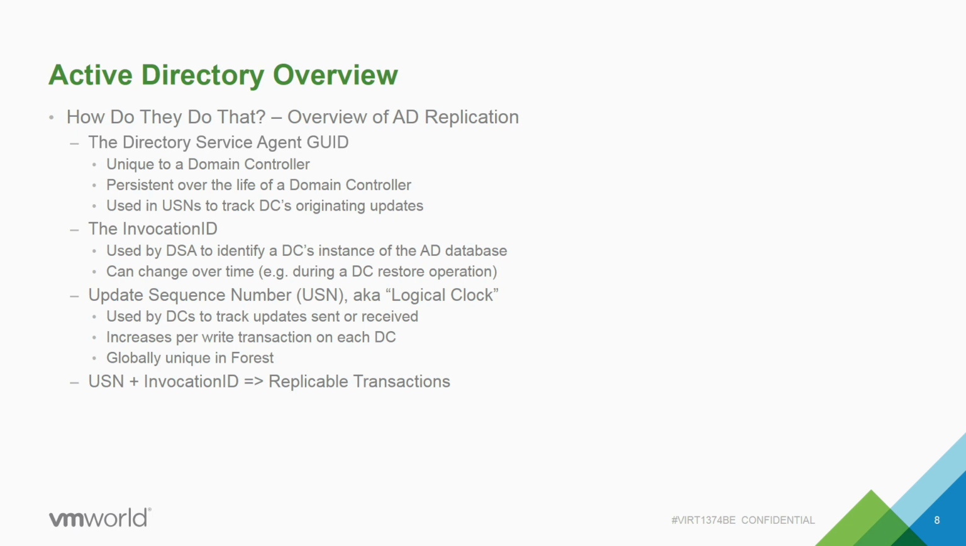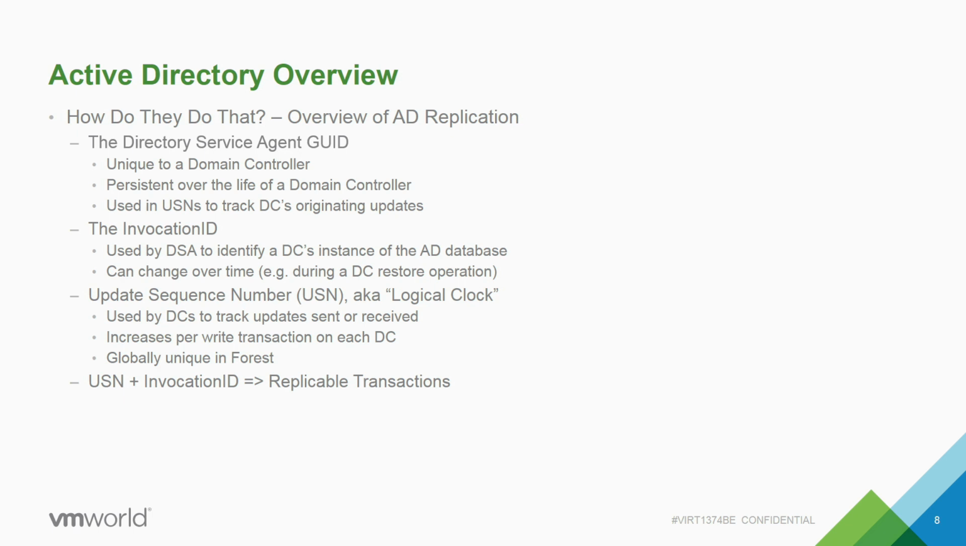Prior to Windows 2012, this is usually the way things are. You have the DSA GUID, Directory Services Agent GUID, which is always unique to a domain controller. No two domain controllers can have the same DSA GUID in an enterprise. They're persistent over the life of the domain controller. As long as you have not rebuilt the domain controller, the DSA GUID remains the same. Please bear that in mind.